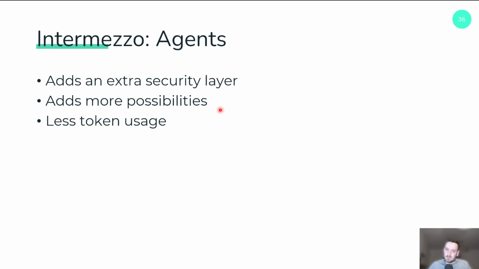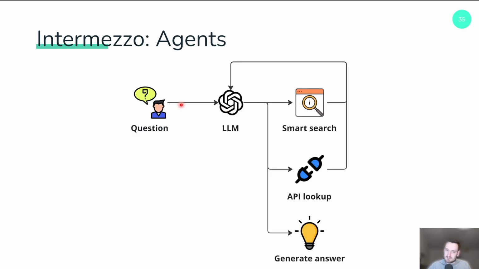So with this agent, if the question comes in and the user says hello, it will go to the LLM and it will say, oh no, I don't need any of these things, unless you have a very specific greeting tool. Well, then maybe it will use it. But in this case, it will just go straight to generate answer and say hi back to the user. So that saves tokens because you're not filling up your prompt with all this irrelevant information.